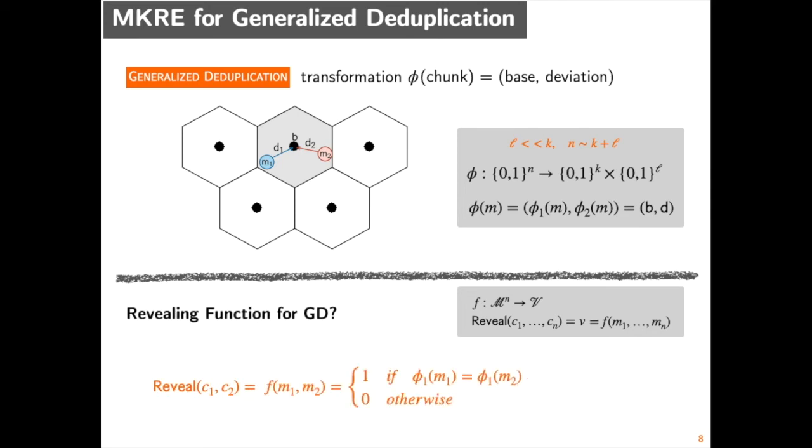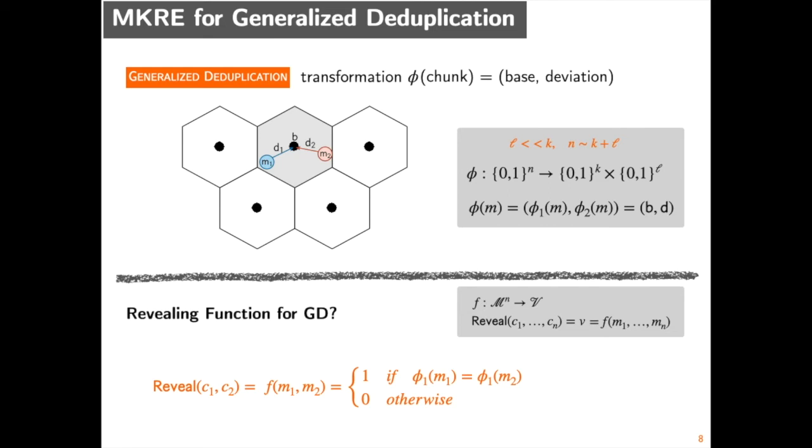Yes, I can deduplicate, or no, I cannot deduplicate. And the way I know if they are deduplicating or not is by checking if they have the same bases. So if I split the transformation phi into phi1, that returns the base connecting to a certain message or chunk, and phi2, that returns the deviation with respect to that basis of my message or chunk, I'm just checking that the two chunks given as inputs actually have the same image under phi1.